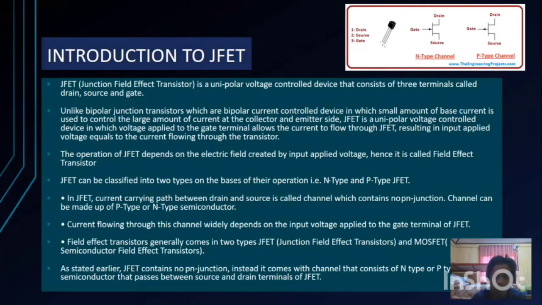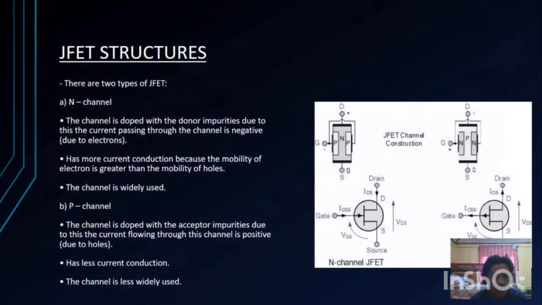Okay, next is the JFET structure. JFET structure has two types. First, the N channel. The channel is doped with donor impurities, so the current passing through the channel is negative. The N channel has more current conduction because the mobility of electrons is greater than the mobility of holes. This channel is widely used.